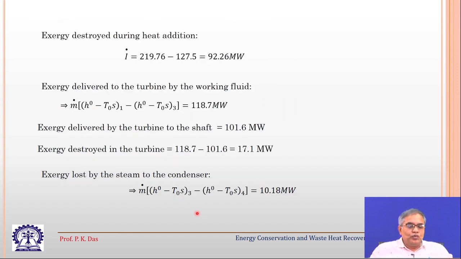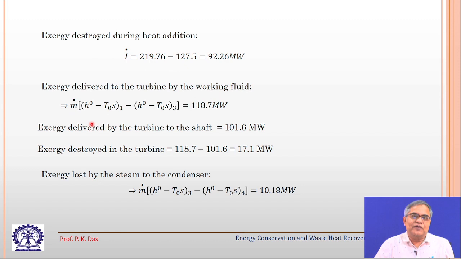So, next what we do, exergy destroyed during heat addition, or in the boiler, how much exergy is destroyed. So, you see 92.26 megawatt is destroyed, whereas only 127.5 is taken off by the fluid. Then exergy delivered to the turbine, to the working fluid.